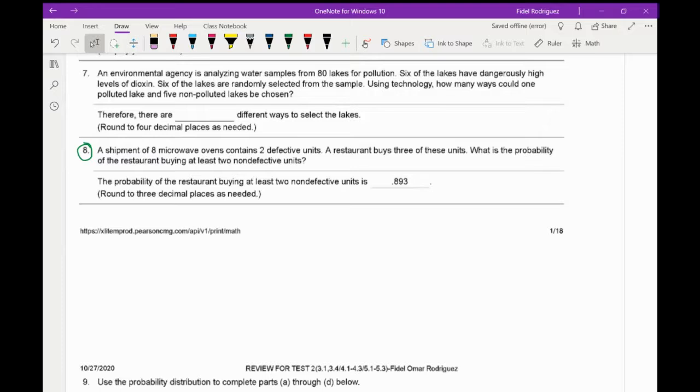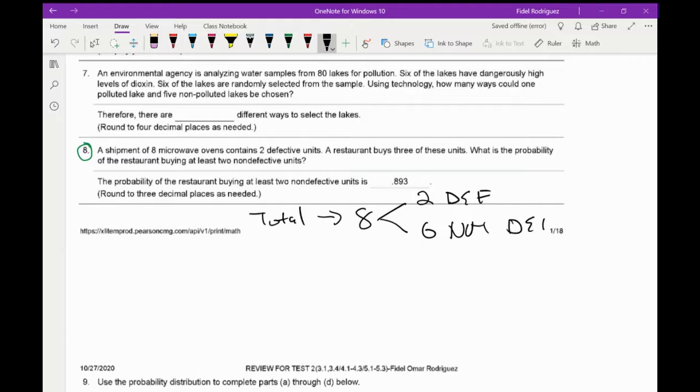Okay, so let's take a look. It says a shipment of 8 microwave ovens contains 2 defective units. So the first thing I'm going to do is I know I have a total of 8, and I know that 2 of them are going to be defective. So that means that 6 of them are what? Not defective? Does that make sense? Okay. Now let's take a look at the next part. It says a restaurant's going to buy 3 of them. So they're going to buy 3 units. Okay.